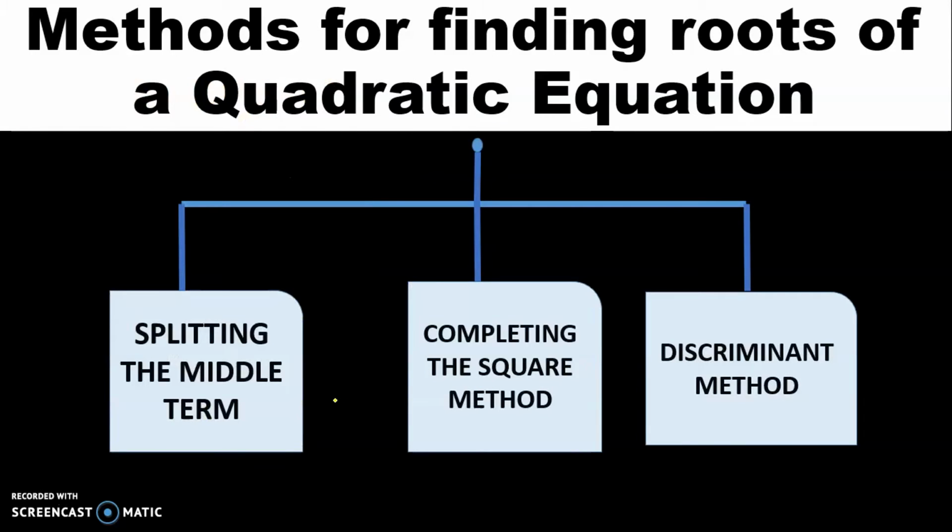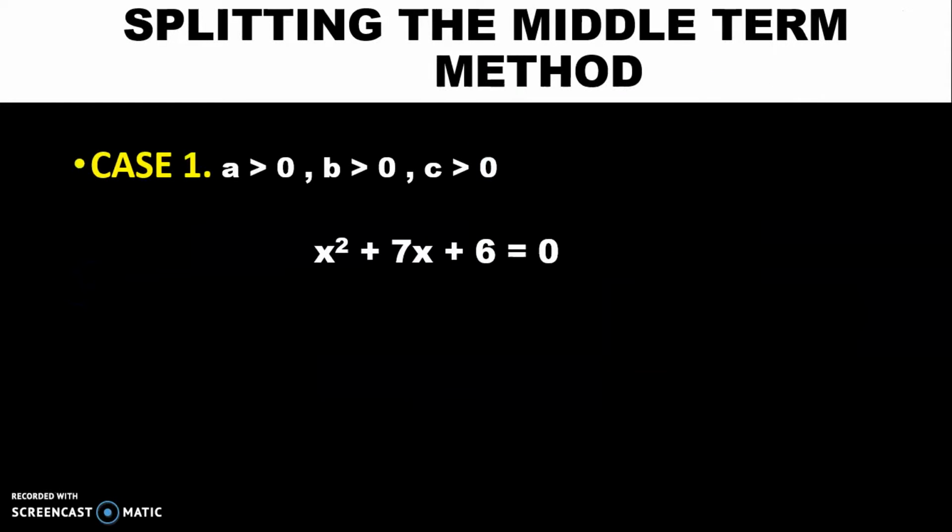Now we have three different methods to solve a quadratic equation. First method is the splitting the middle term method. Second method is the completing the square method. And third one is the discriminant method. In this video, we are going to study the splitting the middle term method in detail. So let's start with case number 1.